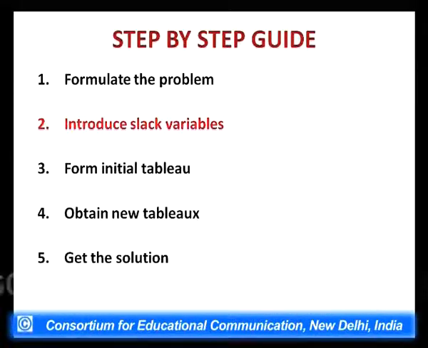So I will give you a step by step guide. Already we have seen how to formulate the problem very thoroughly, and I have given you a very simplified method also. Formulation of a problem means to convert the written statements into mathematical equations. Once this has been done, we are going to introduce slack variables, because already we have considered decision variables. Again I am going to tell you the meaning of slack variables.